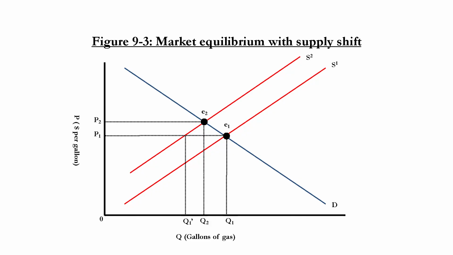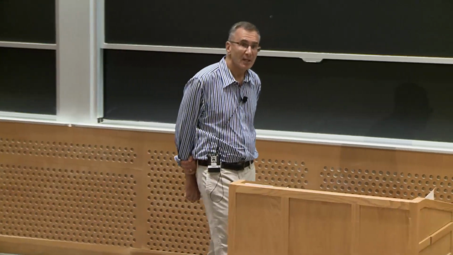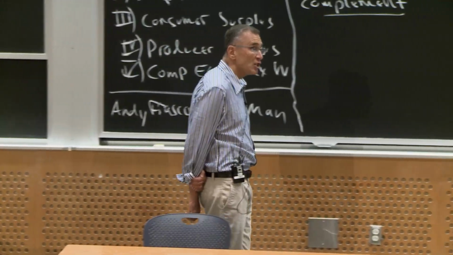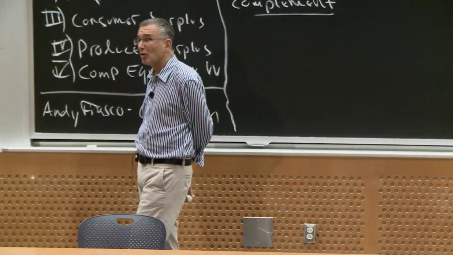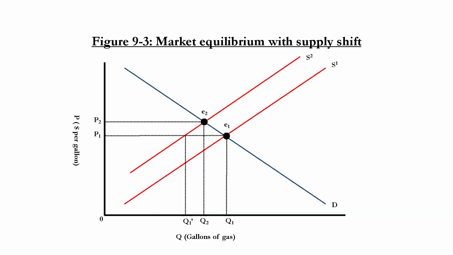Well, at that point, consumers still want Q1. Producers only want to produce Q1 prime. So what do we have again? Excess demand. Excess demand this time not coming from a change in preferences, but from a change in the underlying cost of production. So what happens with this excess demand? In this case, you slide up the demand curve. Consumers, knowing that they have extra demand, say, look, we're willing to pay higher prices. Producers say, well, if you pay higher prices, we're willing to produce more. And you end up at the new equilibrium, little e2.